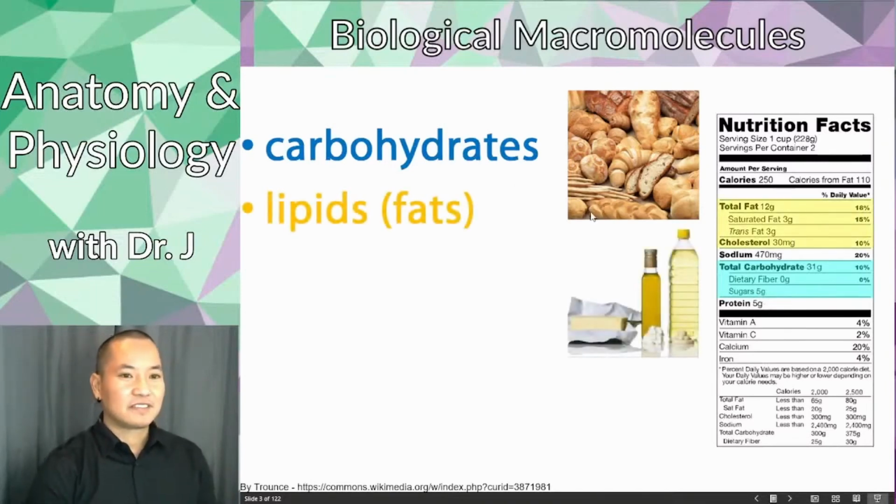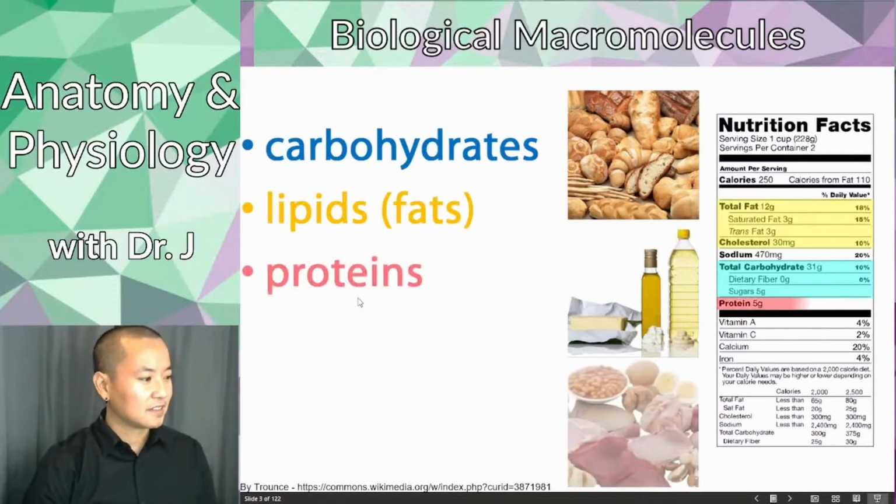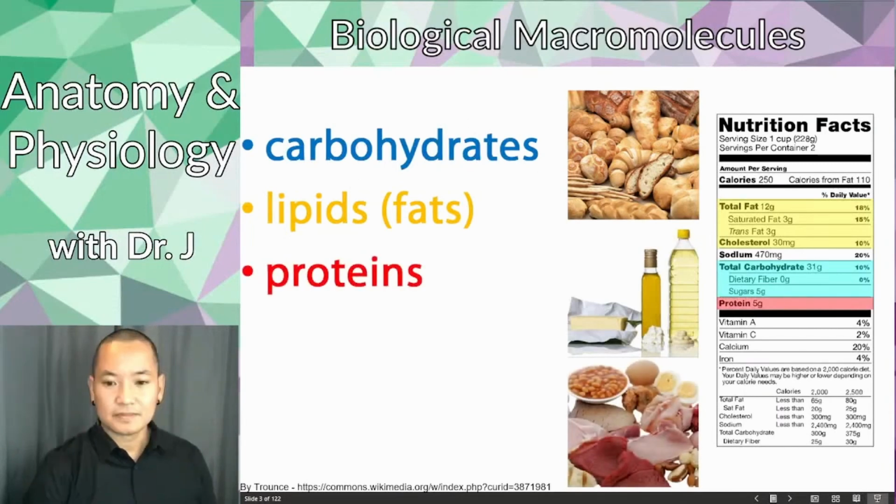Then you have lipids and fat, or sometimes simply called fats. But lipids is a general term for this group of chemicals that have a lot of carbon-carbon and hydrocarbon bonds. Don't worry, we'll cover that in a short while. And then there are proteins.